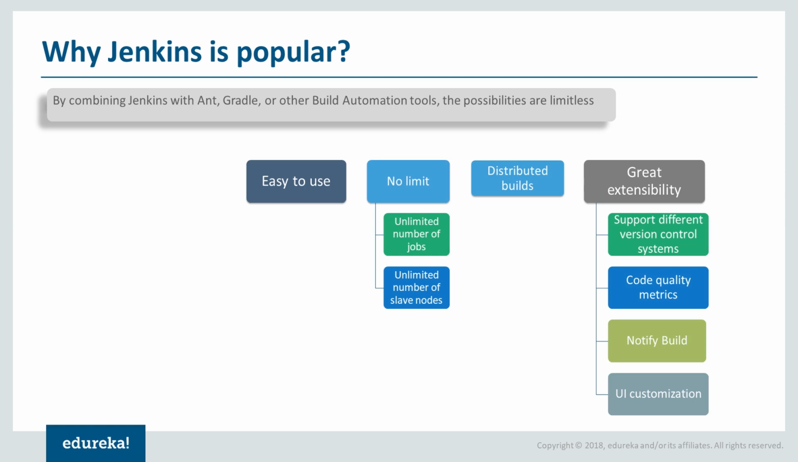Let's say there is a specific situation you come across for which you don't have a plugin available. In that situation also, it's extremely easy to write a Jenkins plugin as well. You just need to know Java and you need to have an HPI extension to write a Jenkins plugin. It's extremely easy to do.